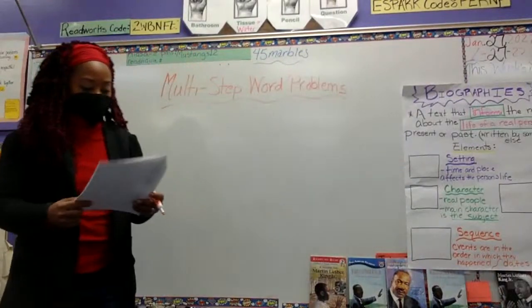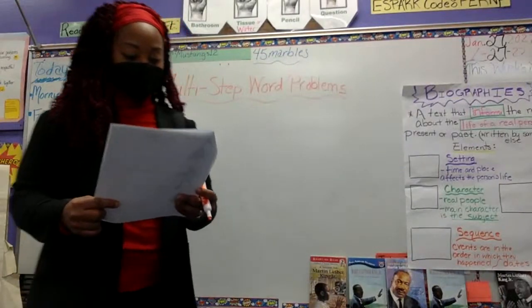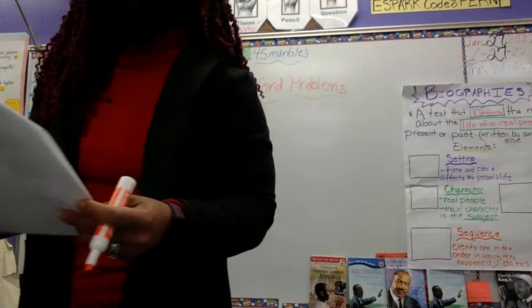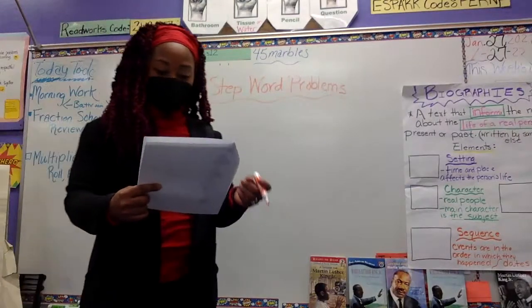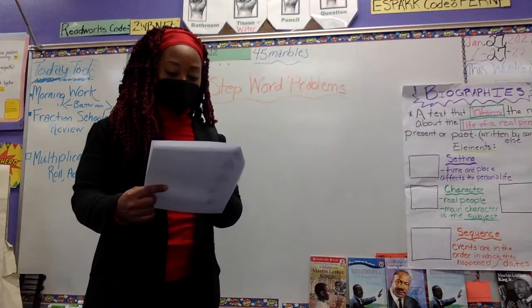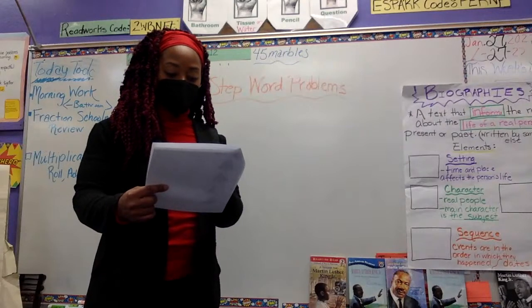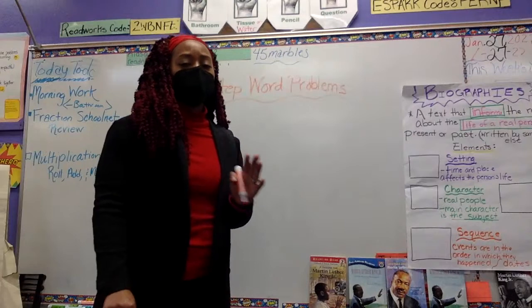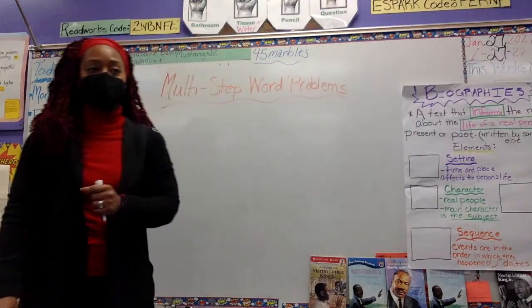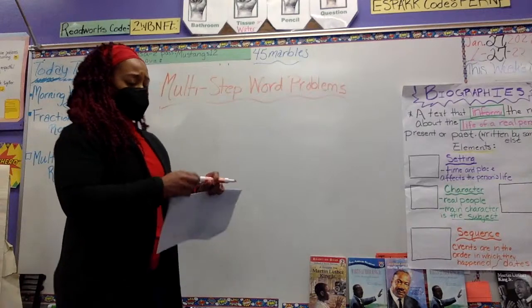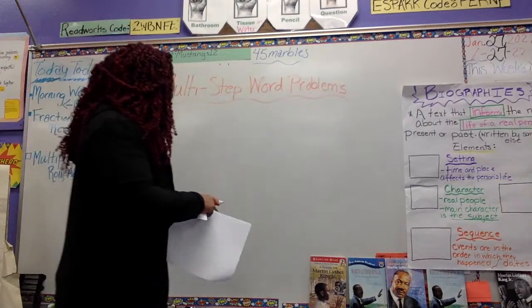So if we look at problem number 14, it says Jamal's bag weighs 15 pounds. Ben's bag weighs twice as much as Jamal's bag. What is the total weight of both bags? How many people are they talking about in that problem? Tiana? 2 people. What are the names of the 2 people?